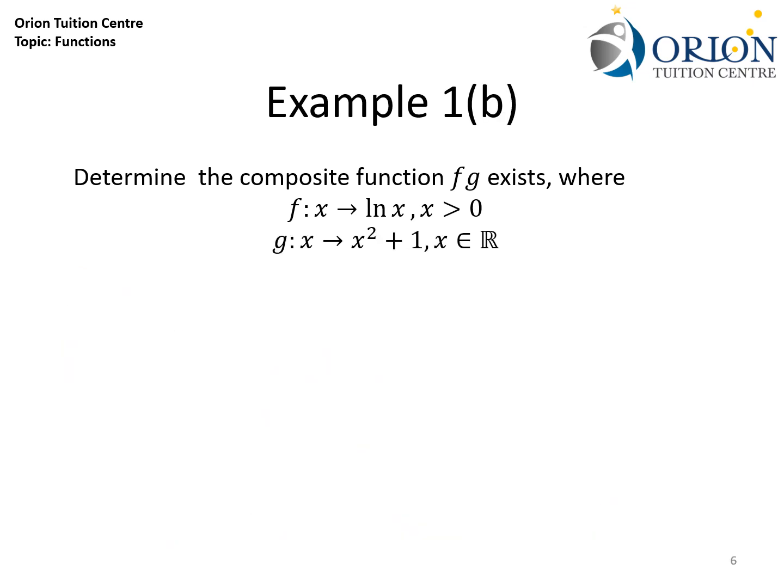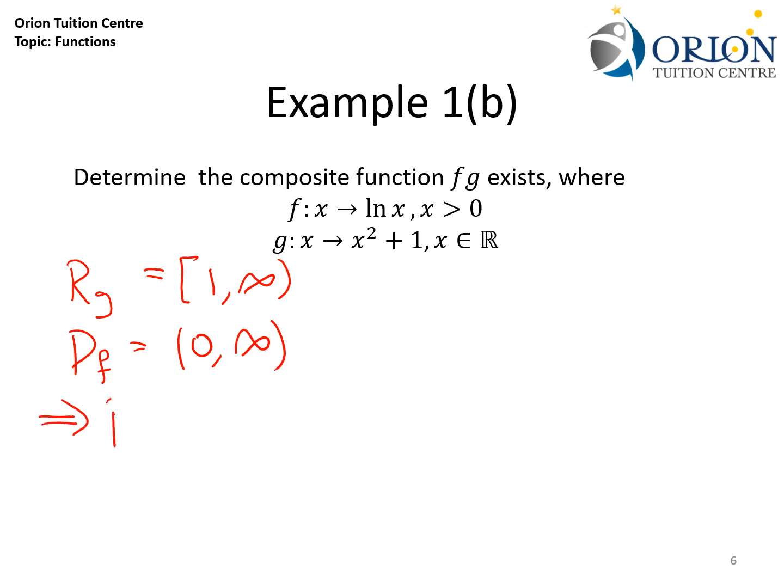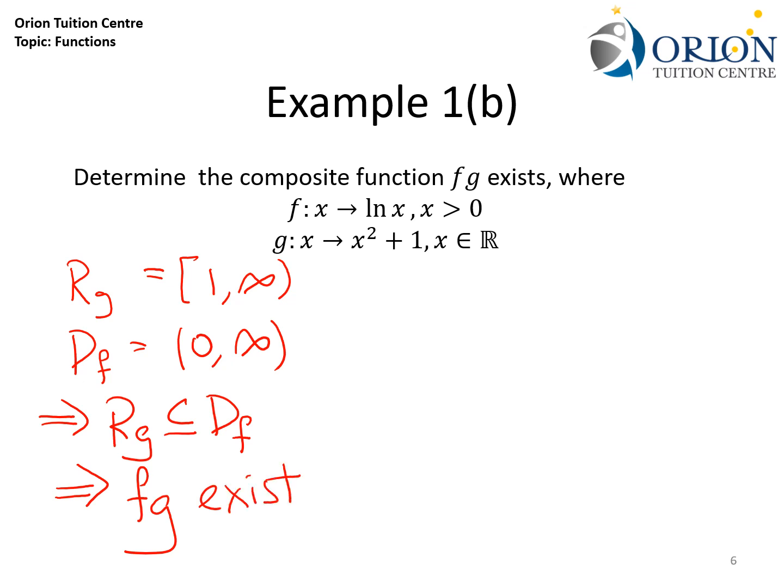Now, if we change the definition of g from x squared into x squared plus 1, the range of g can be found to be from 1 to infinity, inclusive of 1 now. And if we compare it with the domain of f, which is still from 0 to infinity, we can see that the range of g now is clearly a smaller set as compared to the domain of f, which means that the range of g now becomes a subset of the domain of f, and therefore we know that the function fg must exist.